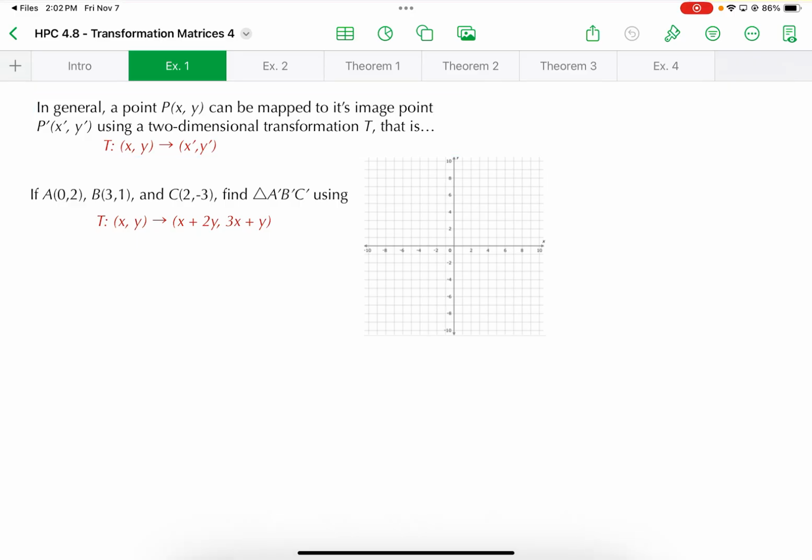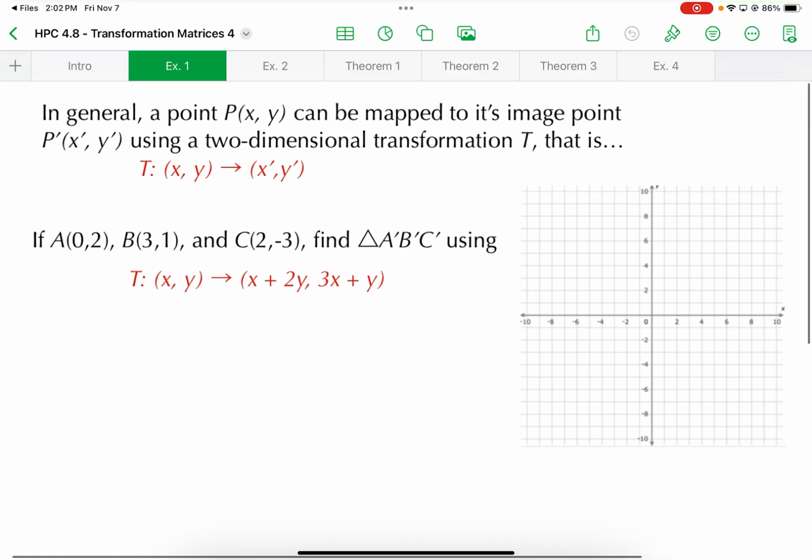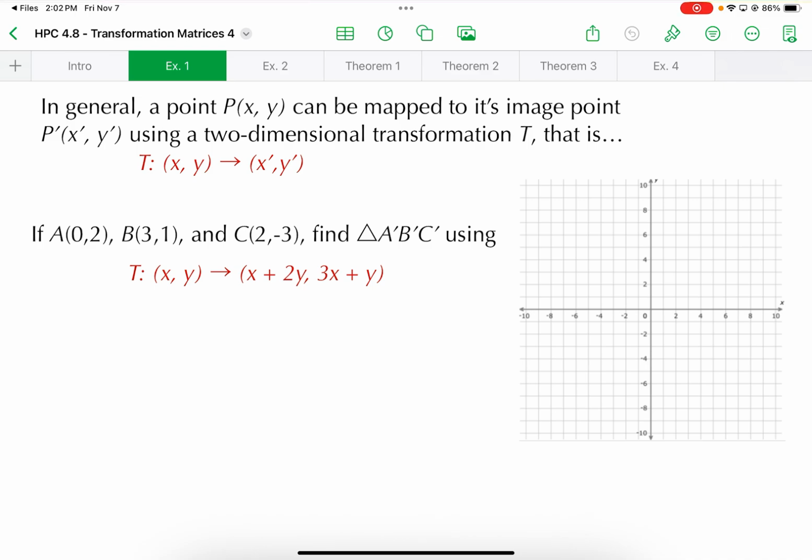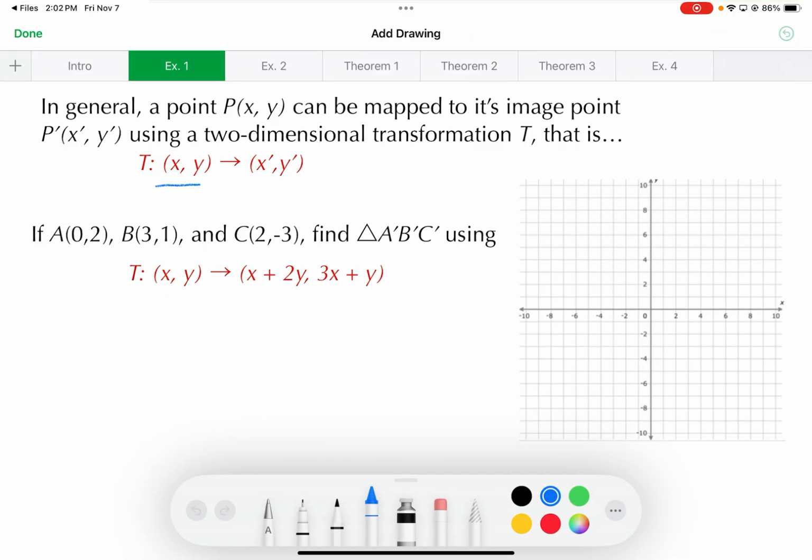All right, so if we go to the first example here, it says, in general, a point P with coordinates x, y can be mapped to its image point, which we're calling P prime, with coordinates x prime and y prime, using a two-dimensional transformation, which we're calling T. Okay, so notice the notation here. T is the transformation rule. There are different types. In the simple sense, you've got rotations, reflections, translations, dilations, things like that, okay?